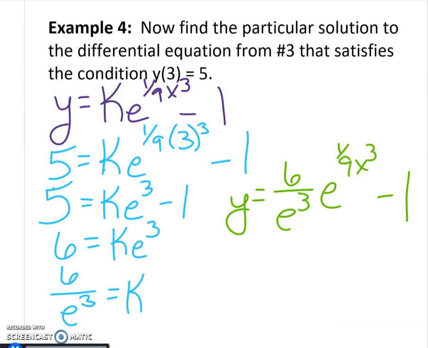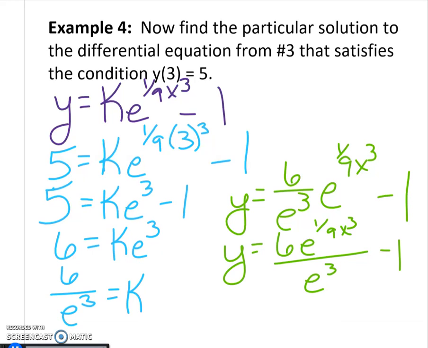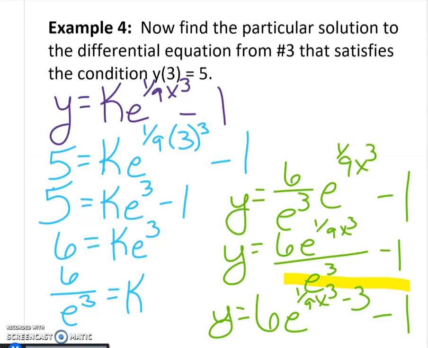If it was multiple choice, they would actually combine those e's together. So if you think about it, that e to the 1/9 x cubed could go in the numerator of our fraction. And when you have two like bases, like those e's there that are being divided, remember we can subtract their exponents. So this is 6e to the 1/9 x cubed minus 3, all minus 1 like that. So that would be your final answer.